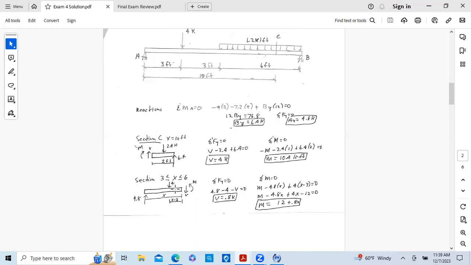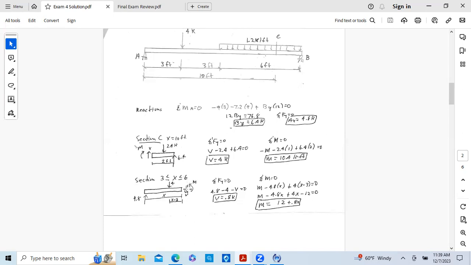We need to know the distance between the 4-kip force and the end. So if this is X, and this is 3 feet, this distance must be X minus 3. We've done this several times.